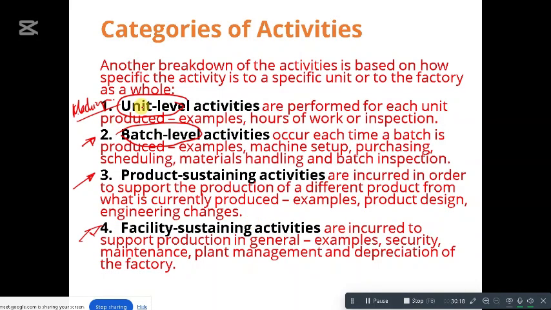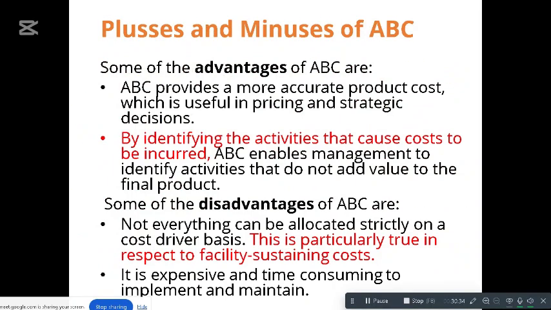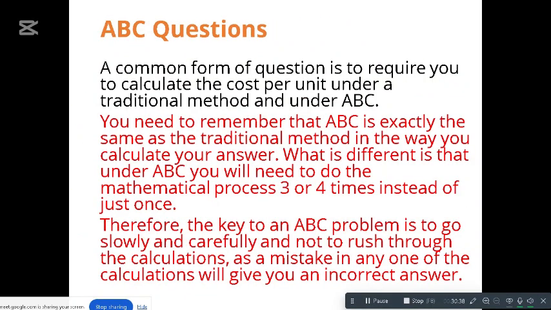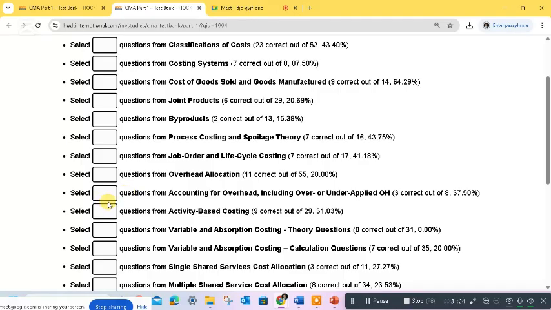4 types of activities: unit level, repeated for each unit; batch level, repeated for each batch; product level, only once for a product you are doing, product sustaining activities. And then facilities sustaining means not connected to products, other activities. Advantages, disadvantages, you can read it, not so important. Activity based costing, there are 29 questions.